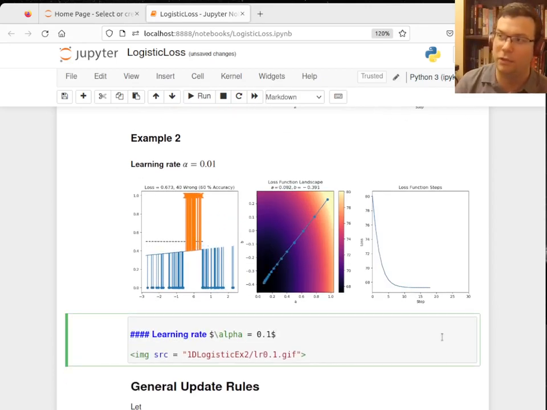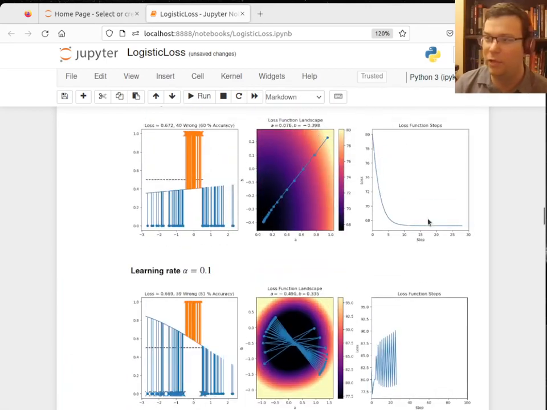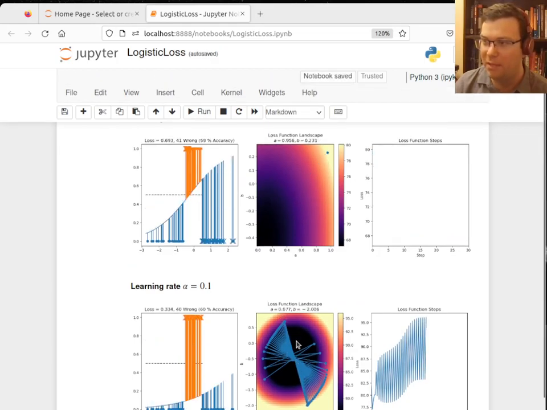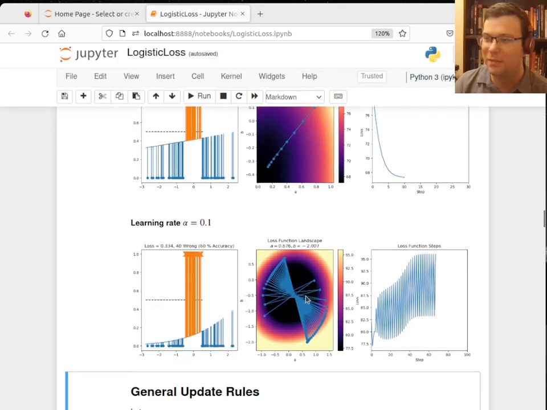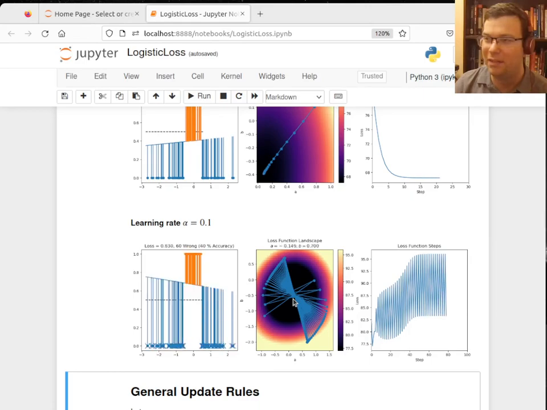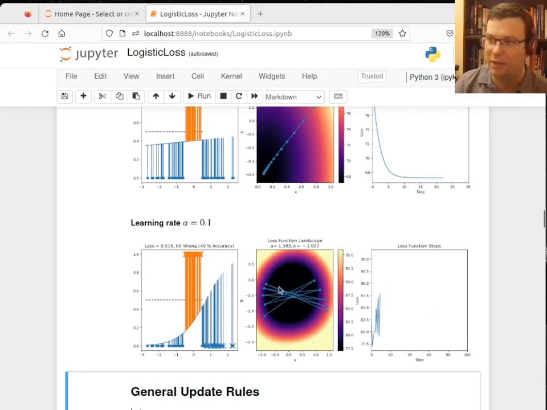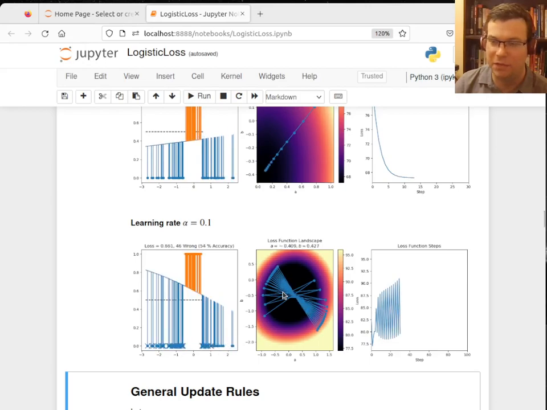Let's look at what happens if I make this learning rate too big. Same example, but I end up bouncing back and forth around this basin, around this valley. 60 is the best, but it keeps oscillating between 60% accuracy and 40% accuracy. I thought these oscillations were kind of interesting.